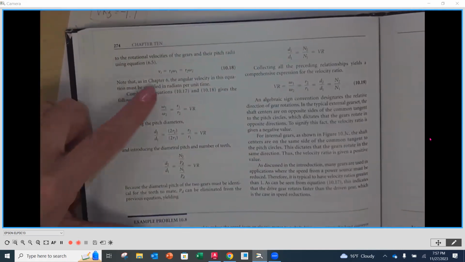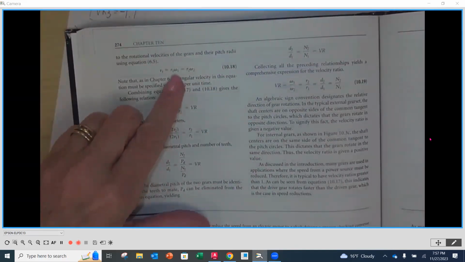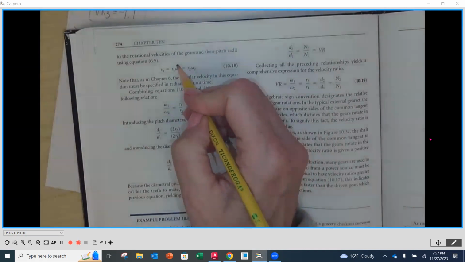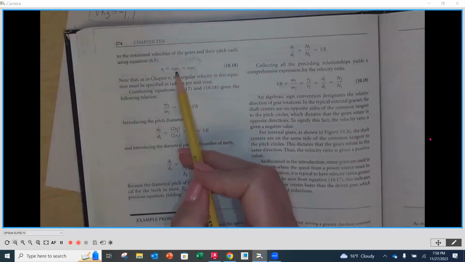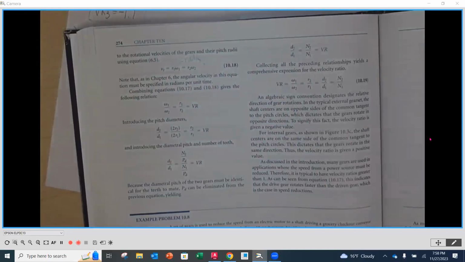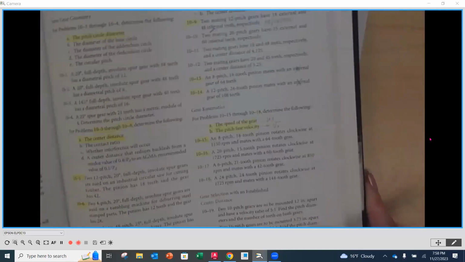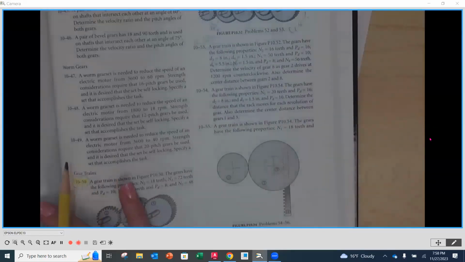On page 274, here's your pitch line speed, and it relates back to the radius times the angular velocity of the gear that you're looking at. Remember, this has to be in radians per second. And then your radius is going to be in whatever units you're working in, so probably inches. So then it's going to be inches per second will be the final units for pitch line speed. So that is that one. And you're going to do the same two equations for 15 and 16.